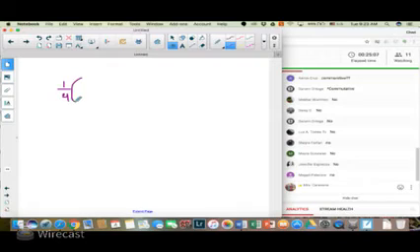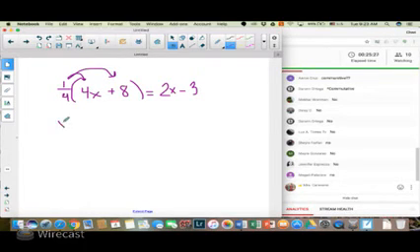If I had 1/4 times (4x plus 8) equals 2x minus 3. Same process. I still need to simplify. If I distribute my fractions, I have x plus 2 equals 2x minus 3. And then same thing, you choose.